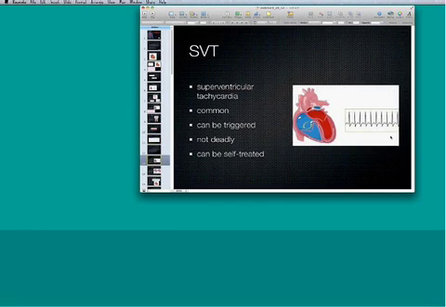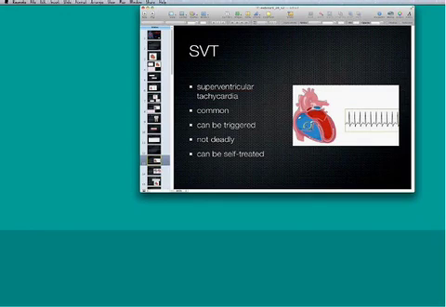And so when you look at this rhythm, you know that the bottom part of the heart is working okay because it's narrow. So then why is it so fast? If you look how fast that is, that's almost 200 beats per minute. So this person is beyond running a marathon here. Very fast. We know that fast rhythm is coming from the top part of the heart.